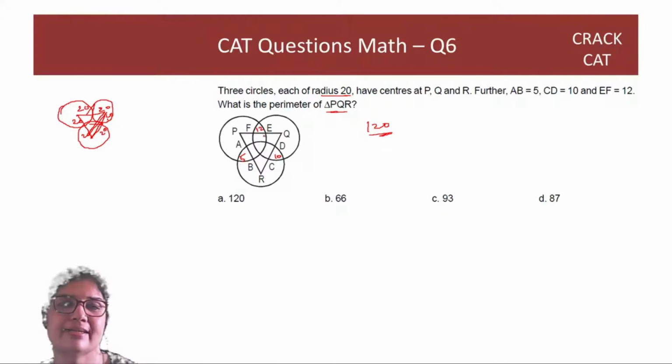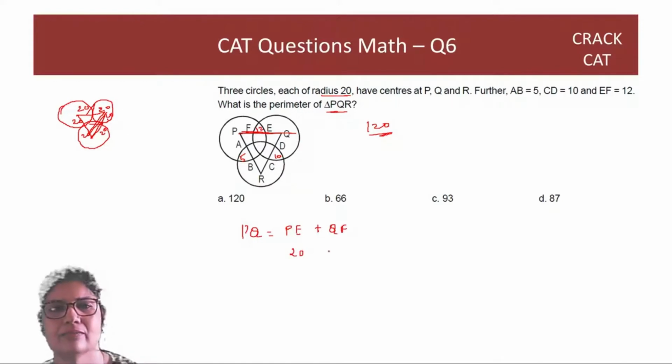They are intersecting. So when I am looking at length PQ, PQ is PE, which is 20, plus QF, which is another 20. And EF I'm counting twice, so I have to subtract EF, because this length I'm counting twice. Hence the length of PQ will be 40 minus 12, which is 28.